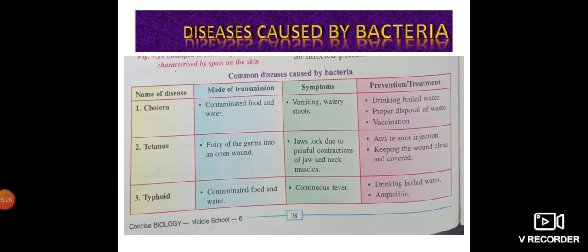In the table, the main three diseases are given. So you have to study that table. Cholera, tetanus and typhoid are briefly given in the table. Study the table thoroughly.